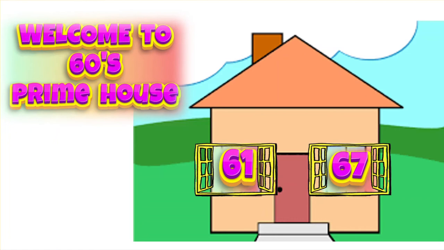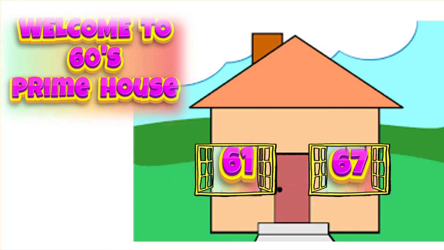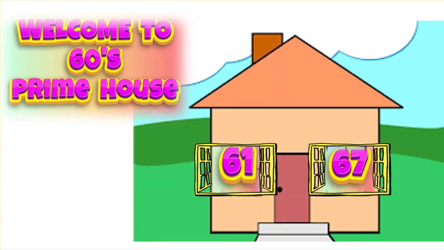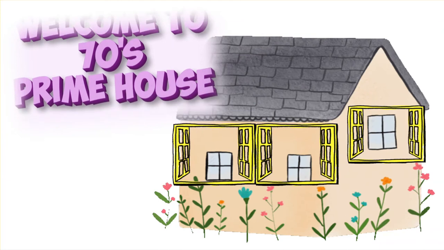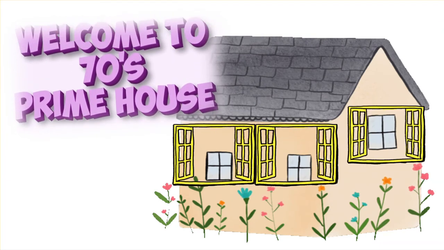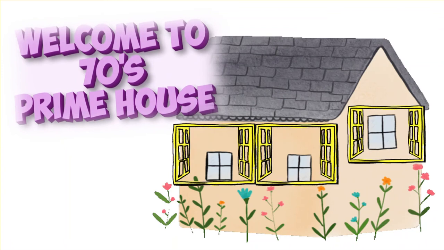Whose house are we going into next? 70. Whose house are we going into next? 70. Good job. So let's go. How many windows can we find? 3. Okay, so let's see the prime numbers in 70's house.